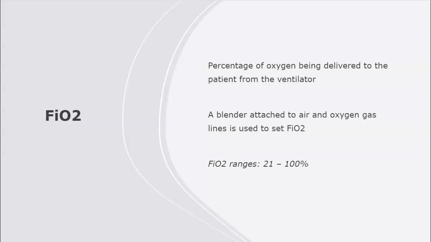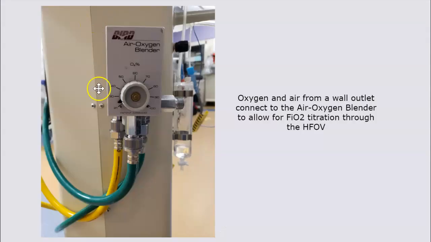FiO2, you all know how to titrate FiO2, and you all know what it is. It is the percentage of oxygen being delivered to a patient from the ventilator. We have an actual blender attached and is delivering the pressure and flow we need to the oscillator. And again, 21 to 100% can be given. So here is our actual blender attached so that you can change the percentage of what your baby needs.